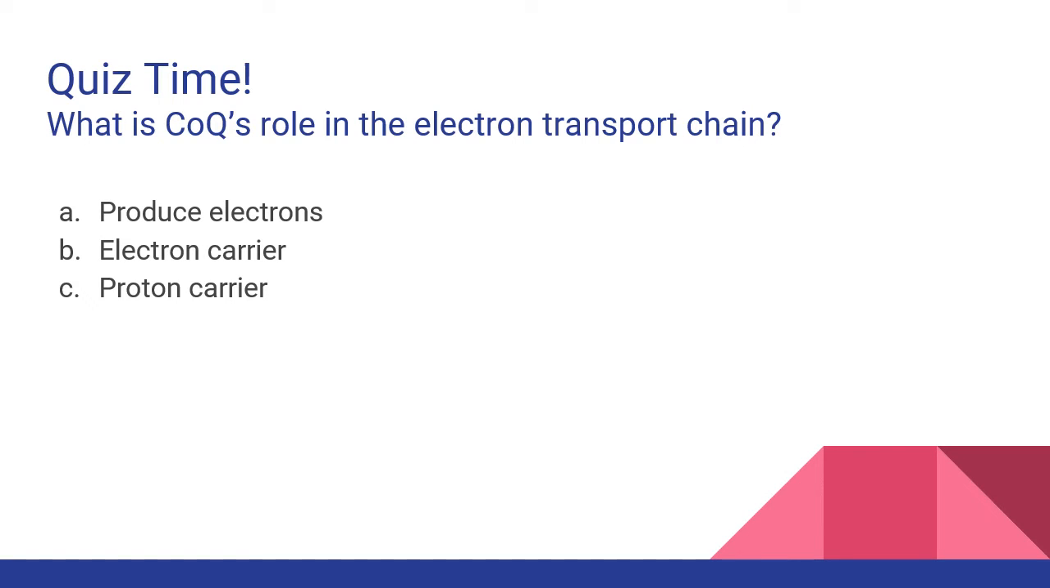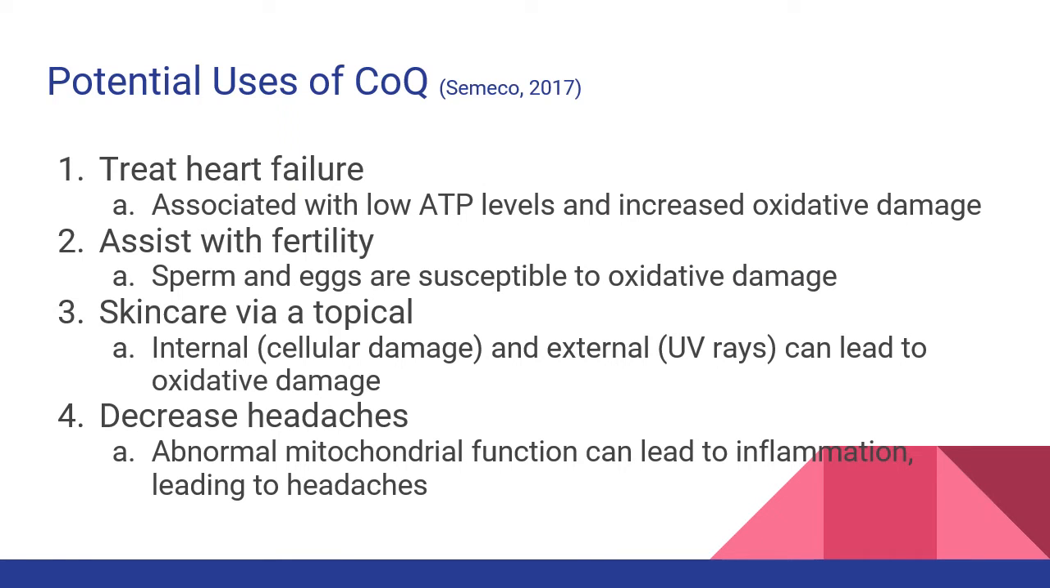That was a lot of information, so just to recap: what is CoQ's role in the electron transport chain? Does it produce electrons? Is it an electron carrier, or is it a proton carrier? If you said electron carrier, you are correct, because remember, it takes electrons from components 1 and 2 to 3 to continuously go down that chain. Just as a reminder, CoQ does produce energy, and it is an antioxidant.